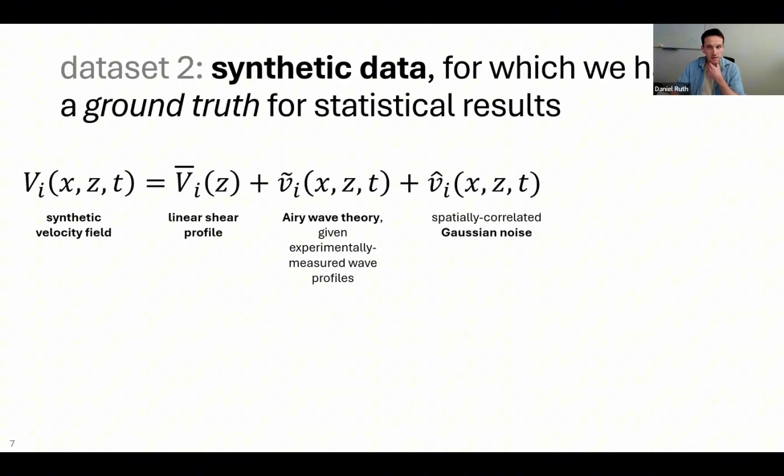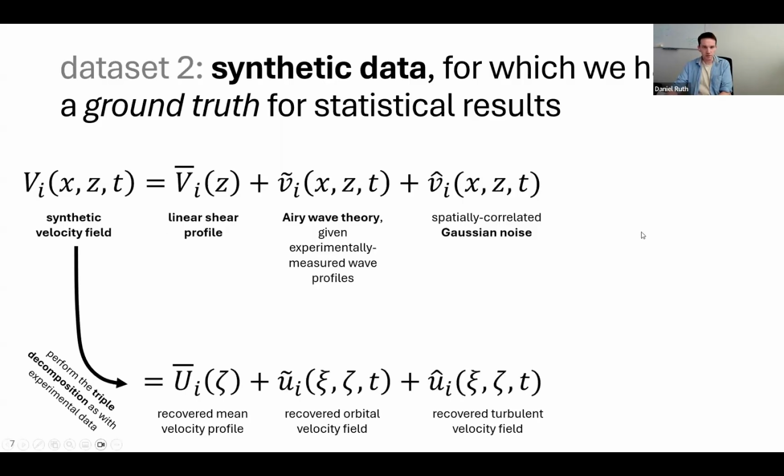Along with that, we're going to be looking at synthetic data. And as I mentioned, this is giving us a ground truth that we can compare our statistical results against. We build up the synthetic data by first taking a linear shear profile, then adding onto it an orbital velocity field that we calculate by first taking the same experimentally measured wave profiles from the experiment, and then just using linear wave theory to say what the orbital velocity might be underneath. And then finally, we're adding on top of that some spatially correlated Gaussian noise, which is representing turbulence. These three fields together comprise this synthetic velocity field.